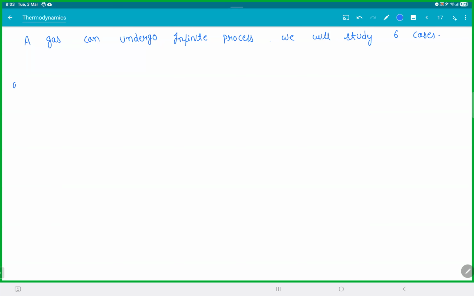The first case is isochoric. So the first question comes: when you say isochoric, does it mean dV is 0 or delta V is 0? Which one is appropriate? In an isochoric process, which is right? dV is 0 or delta V is 0? Which is more appropriate? This is a CET question. There's only one option. Now, in an isochoric process, what do we say? We say constant volume.